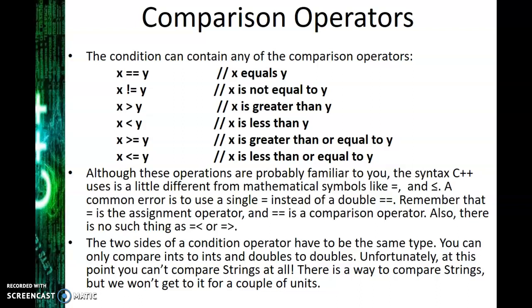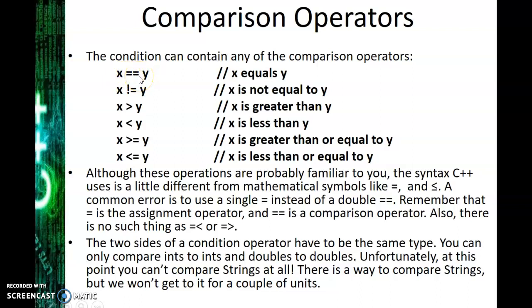Comparison operators. Some of these are very familiar, similar to algebra. Here we have the double equal symbol, which means compare. So if x equals y, so if x is 3 and y is 3, this is going to return true. If x is 3 and y is 4, this is going to return false. Okay, so we use the double equal symbol to compare. This will return true or false.